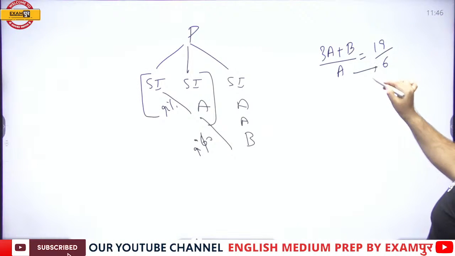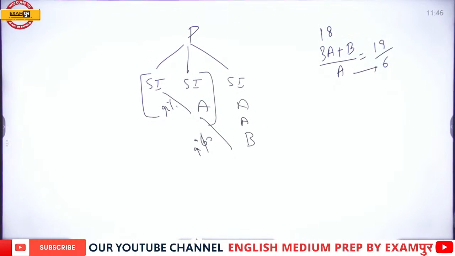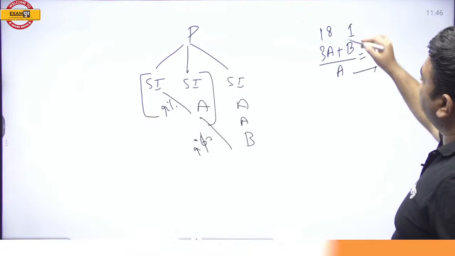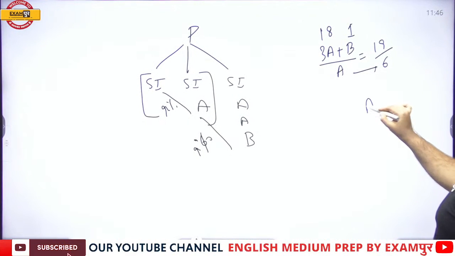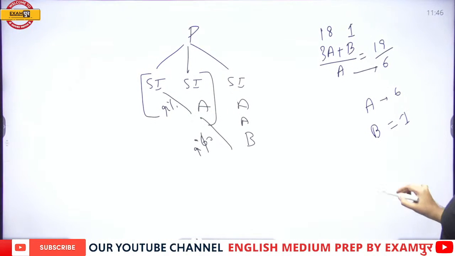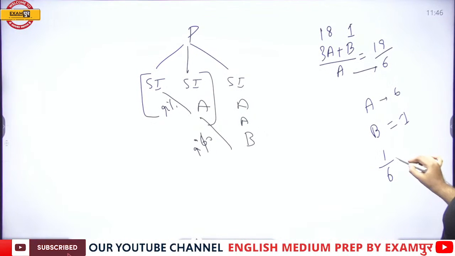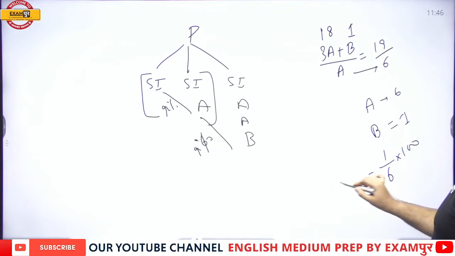So if A is 6, then 3A is 18. So B is 1. A is 6, B is 1. They are R percent of each. So B is what percent of A? 1 by 6 of 100, 16.6% of A.